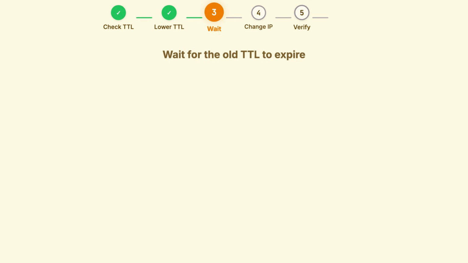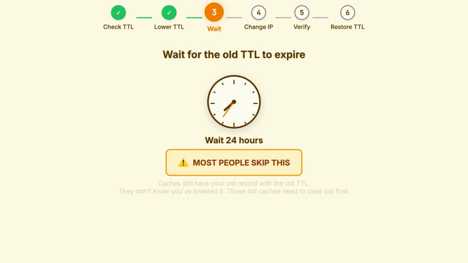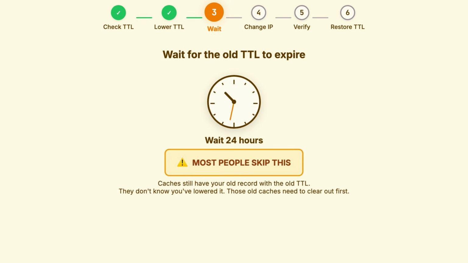Now, wait for the old TTL to expire. If it was 24 hours, wait 24 hours. Most people skip this step. Caches still have your old record with the old TTL. They don't know you've lowered it. Those old caches need to clear out first.